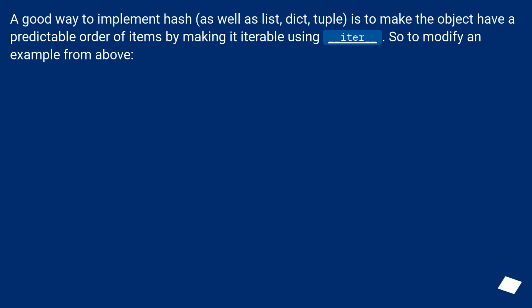A good way to implement hash, as well as list, dict, tuple, is to make the object have a predictable order of items by making it iterable using __iter__. So to modify an example from above.